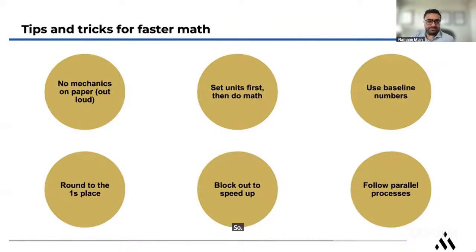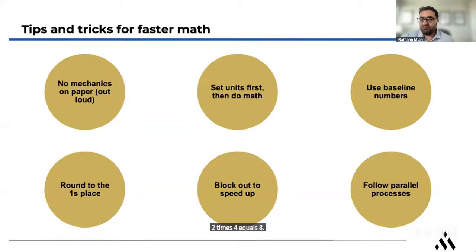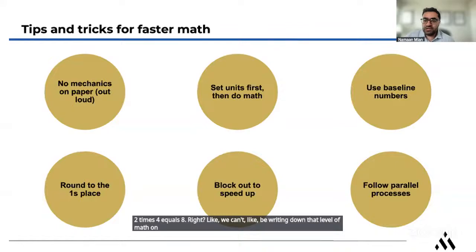So number one, I've already mentioned this, but no mechanics on paper. You're verbally talking me through your math process. If there are multiple pieces to the problem and you have sub answers that feed into the big answer, you can write down the answer to every sub answer. But what I don't want you doing is writing out 2 times 4 equals 8. We can't be writing down that level of math on our paper. You just write down 8 and then you get to the next sub answer that you will need.